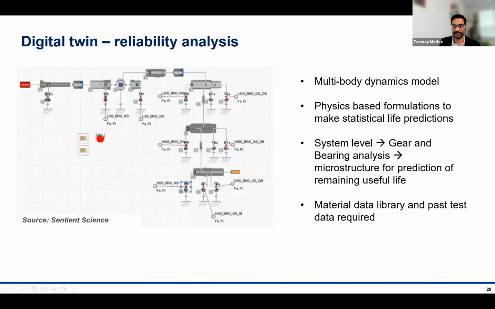Okay, it's also important to have tools, like I was saying, that tie the system level dynamics to the reliability of the components. So digital twin, which is made by Sentient Sites, is one such tool that lets you look at how the system level dynamics affects the loads on the gears and bearings, and then finally predict how a crack will nucleate with the minimal amount of sensor data.